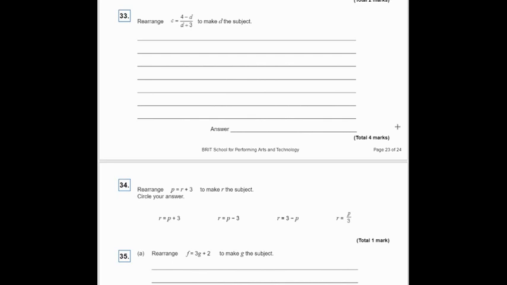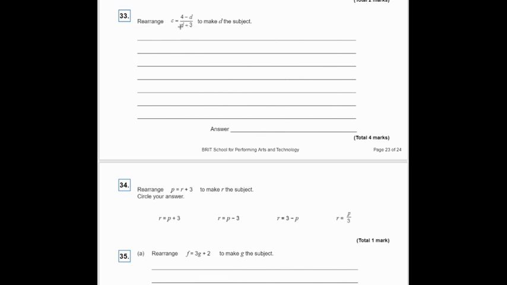Welcome back to part 8, the AQA GCSE Higher Paper 2 Maths Run Through. Last time it was a walkthrough. No, last time it was a work through. Now it's a run through. Anyway, we've got question 33. Rearrange this to make D the subject.